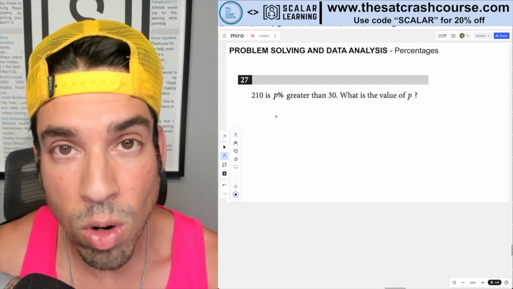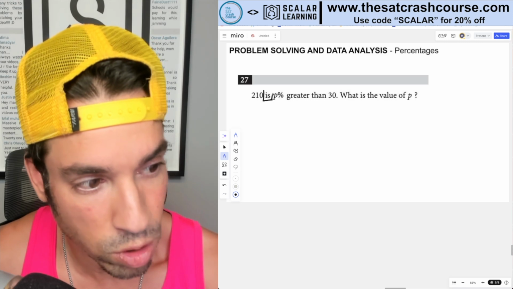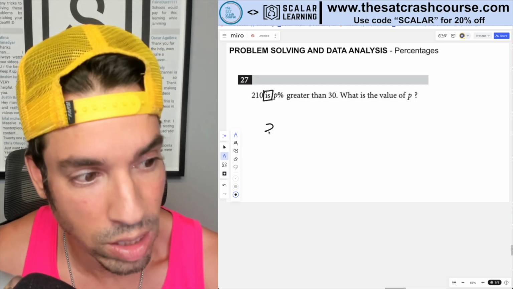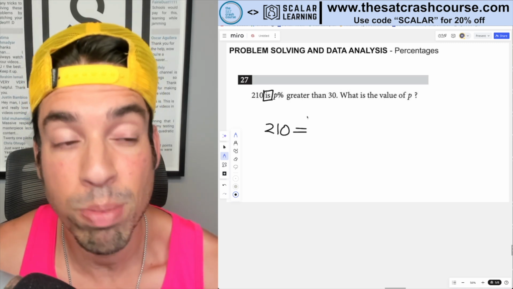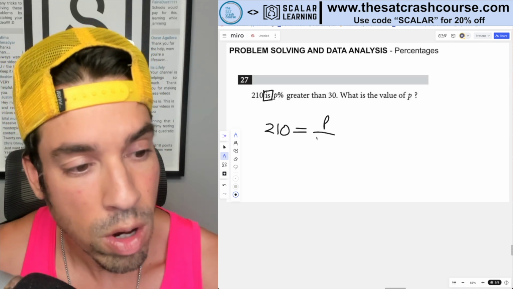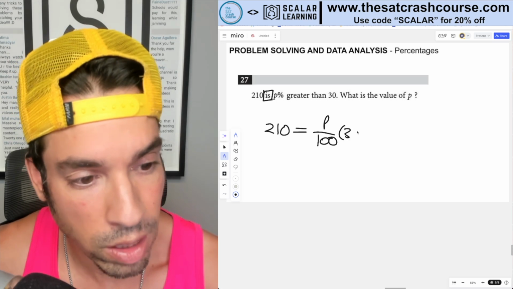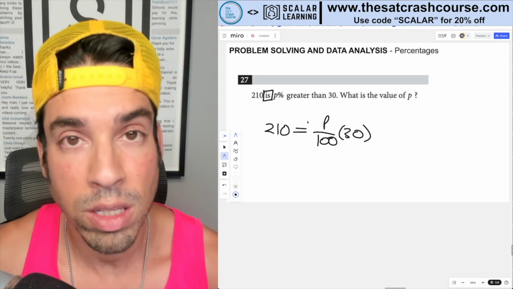The way that I want to attack this is by turning it straight into an equation. For example, the word "is" is really important because that's an equal sign. So we say 210 is... now, if it said p percent of 30, 210 is p percent of 30, I'd just say, cool, p percent of 30, and there'd be my equation. But it doesn't say that. It says greater, so you have to think about what that means.